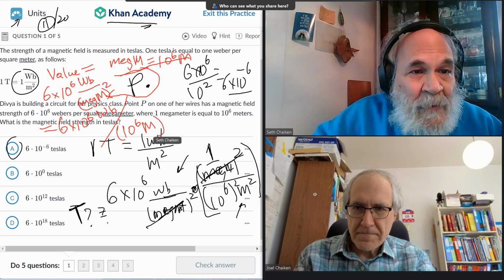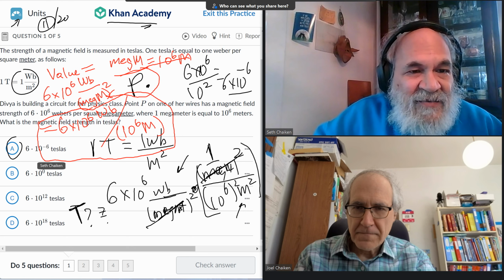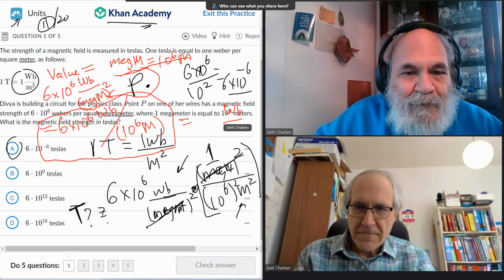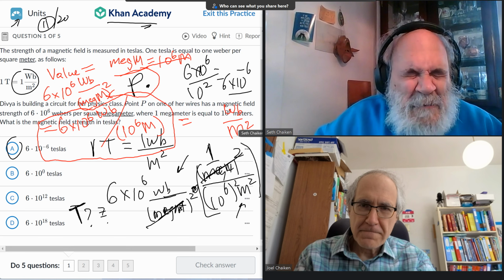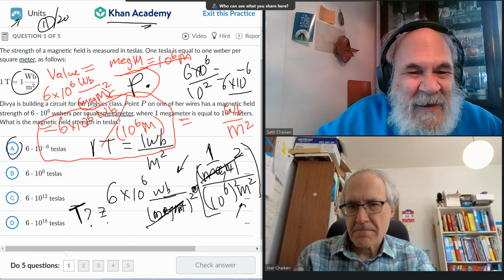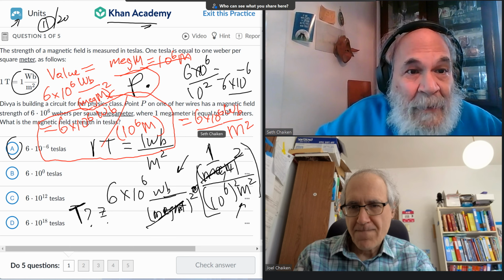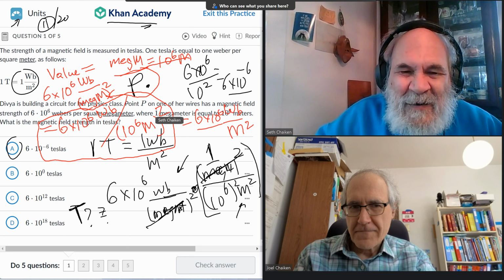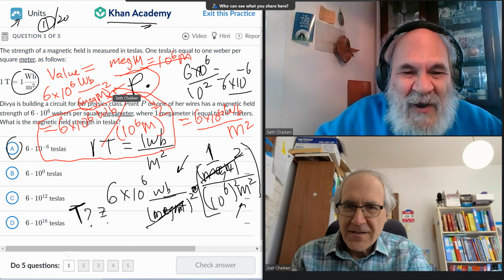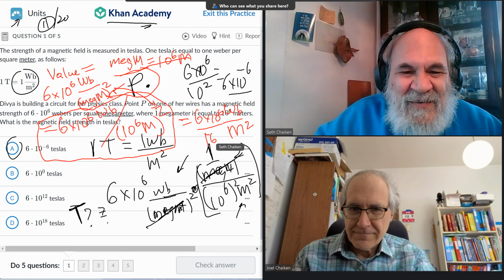So here is our value. This is what we're interested in. And the units are Webers per meter square, and the number of units is 6 times 10 to the 6th divided by, it's a square. Seth caught his own mistake. You have to remember it's square. Divided by 10 to the 6th squared.